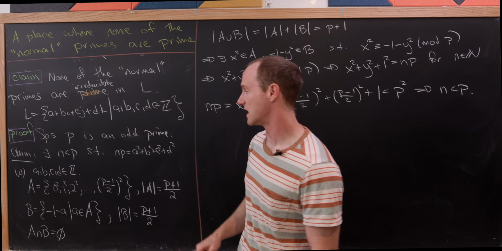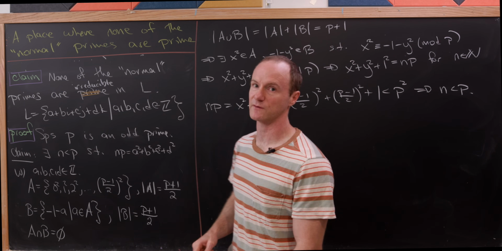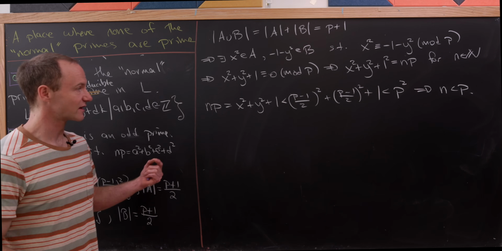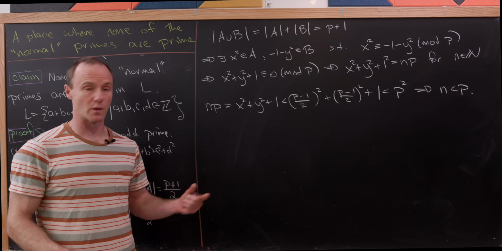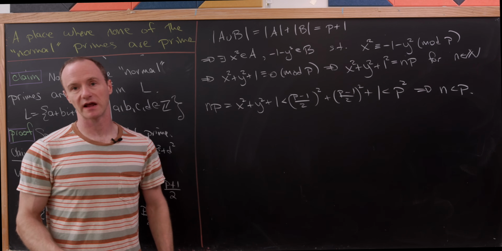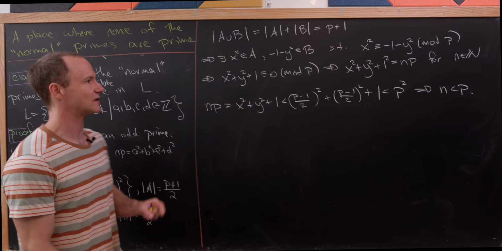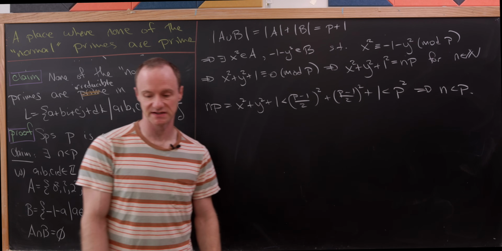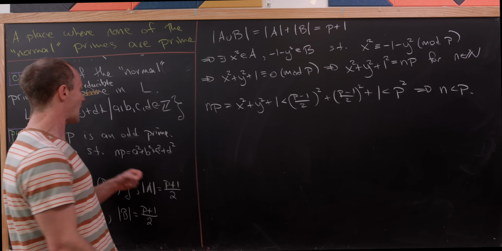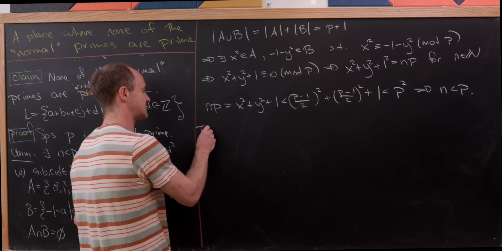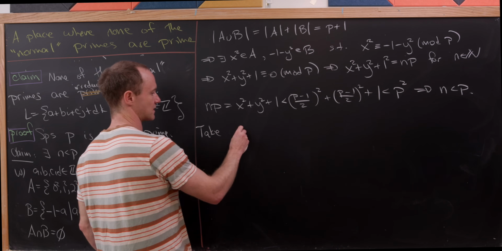We wanted this claim where there existed an n less than p so that np was the sum of 4 squares. Well, we actually did a little bit better. We found np was the sum of 3 squares: x squared, y squared, and 1 squared. And I guess our fourth square would be 0 squared because we allow 0 to be a square in this setup. Okay, nice.